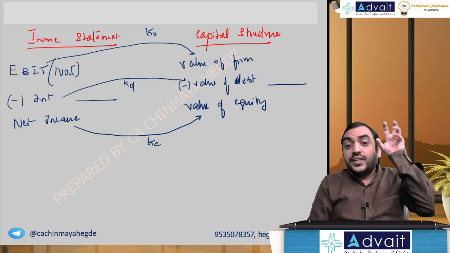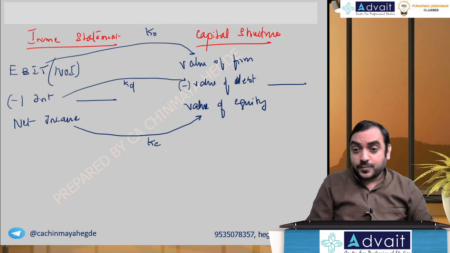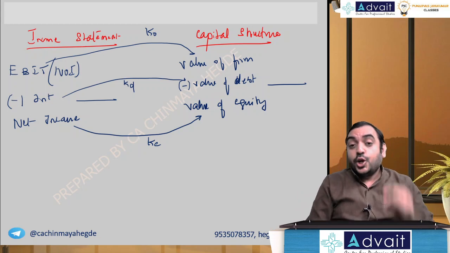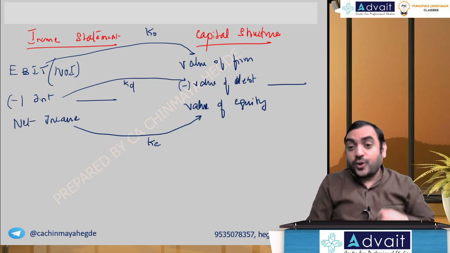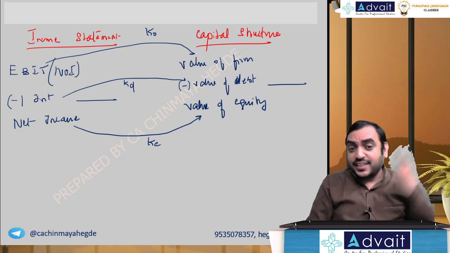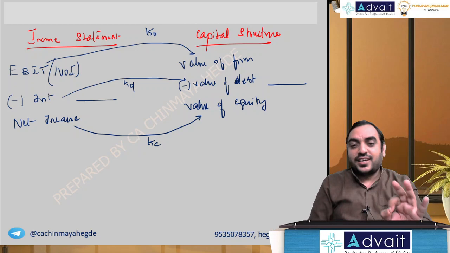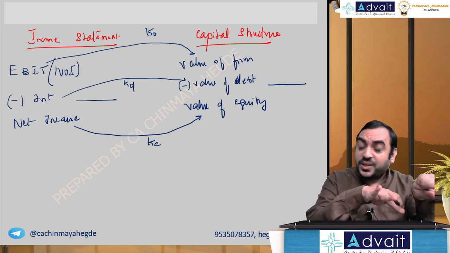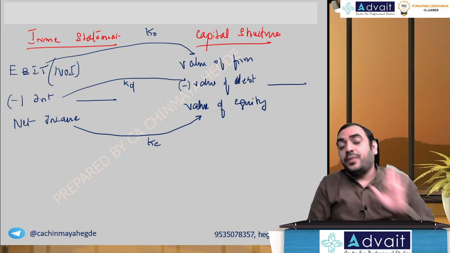To compute the interest income, the percentage is multiplied. To compute the value of the deposit, the percentage is divided. Which means here also the same thing applies. To compute the income statement, the percentage is multiplied. To compute the capital structure, the percentage should be divided.